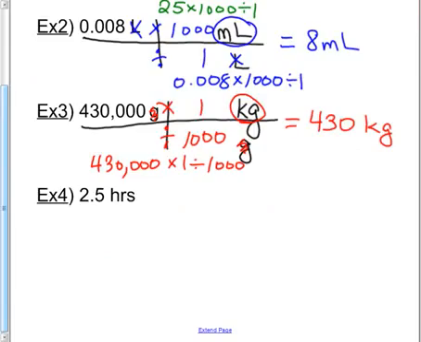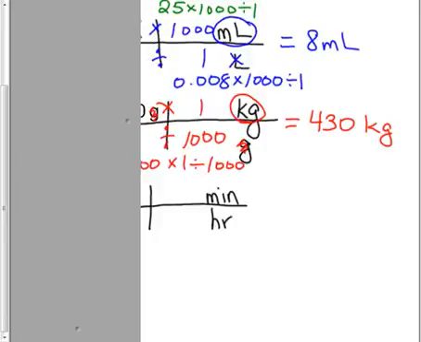For our last example, we have 2.5 hours, and we need to convert hours into minutes. So again, we're going to draw our fences. We need to cancel out hours and convert to minutes. So what we want to get rid of goes on the bottom, what we want goes on the top. Now once again, we're going to hide just the beginning part so we know how minutes and hours convert.